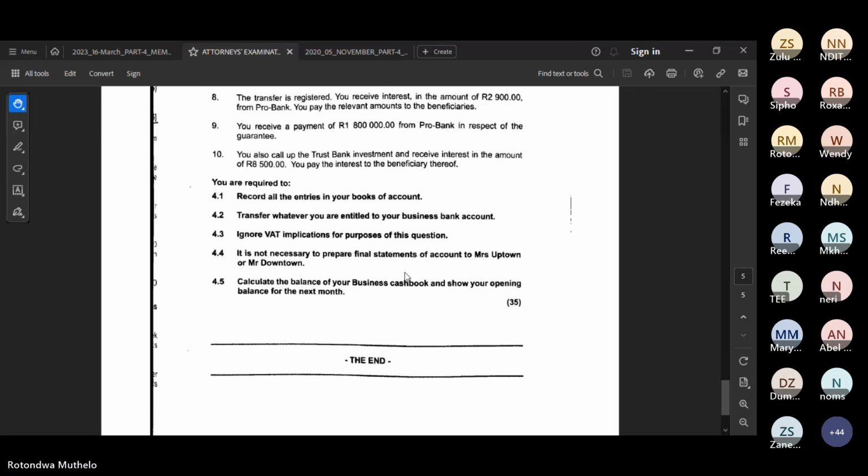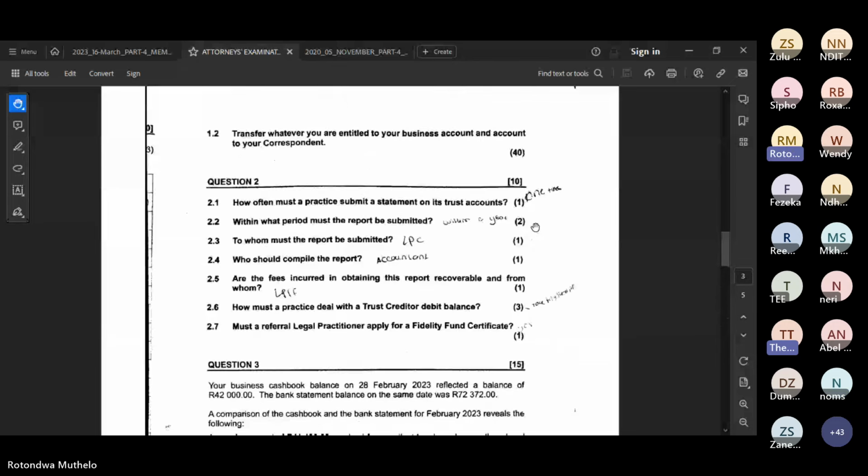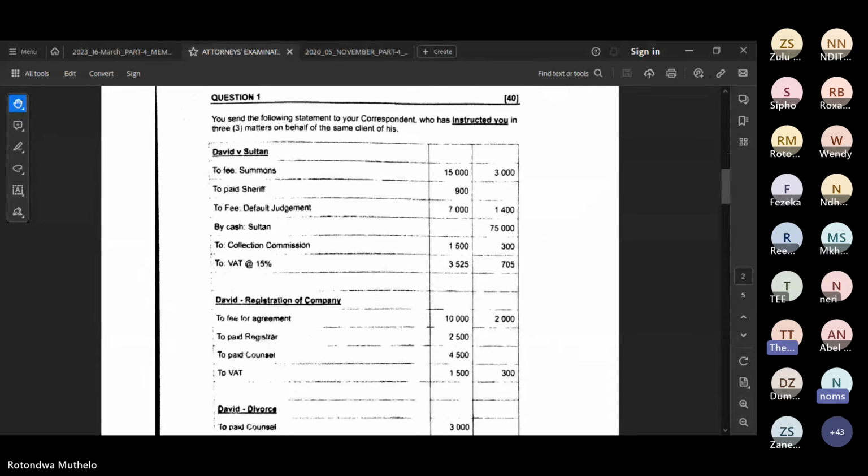Yes, hello. On question 1, the correspondent transaction, 1.2 said you need to account to your correspondent. Aren't we supposed to do a statement of account? Like, a statement where we say... What about that? Thank you for reminding me, Tembi. I totally forgot about it. I wanted to explain it.